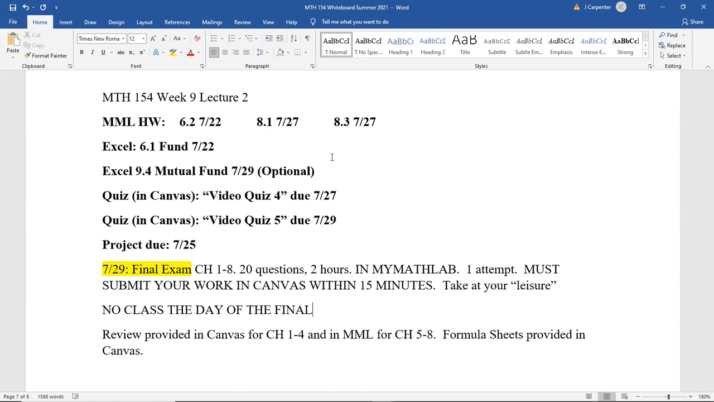Then 2 final quizzes, both video quizzes. Remember, we had mentioned that we were going to get 3 of those back to back to back. So video quiz 4 due Tuesday the 27th, and then video quiz 5 will be due on the 29th. So you'll have 2 assignments due on the 29th, the Excel file, which is optional, and then the video quiz 5 on chapter 9, which is due on the 29th. Now that video quiz 5 is not optional. All quizzes are mandatory.